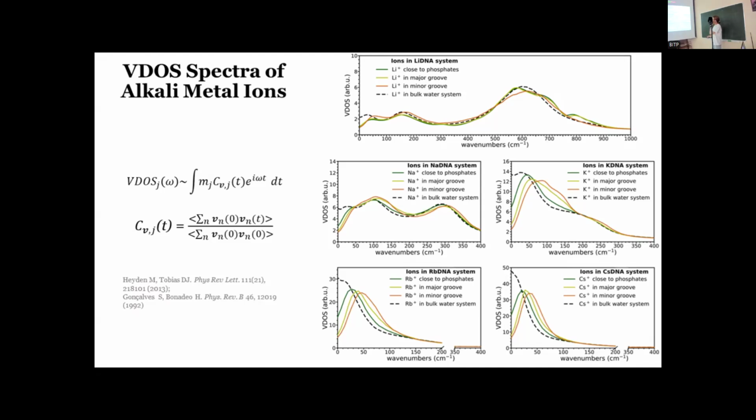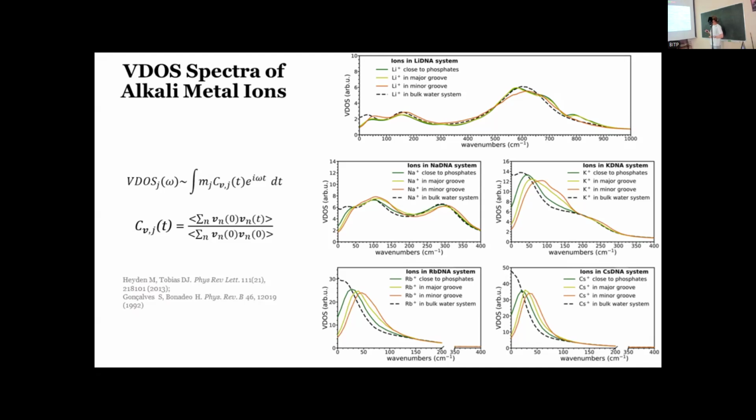In general, our results show that the spectra for ions located near the DNA surface are shifted towards the higher frequency range, which is most pronounced in the case of the minor groove of the DNA. And we see this shift mostly for the structure-breaking ions: rubidium, cesium, and potassium, sorry.